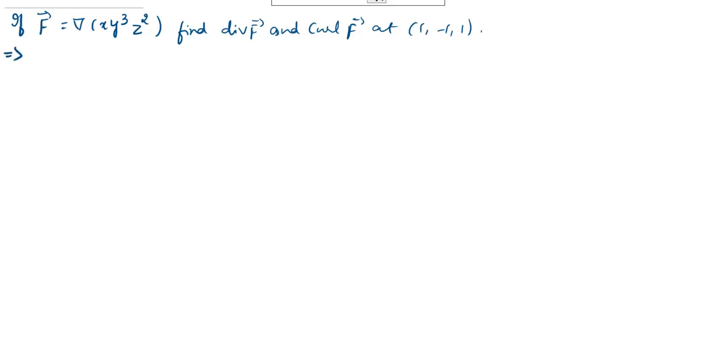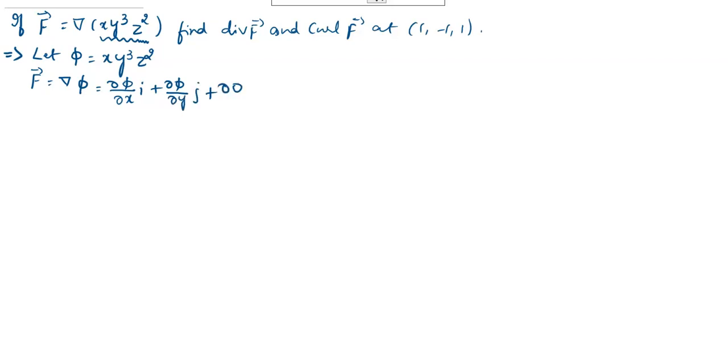We can observe that x y cube z square is a scalar quantity. So let me define it as phi equal to x y cube z square. Now our f vector becomes nabla phi. We know that the definition of nabla phi is dou phi by dou x i plus dou phi by dou y j plus dou phi by dou z k.